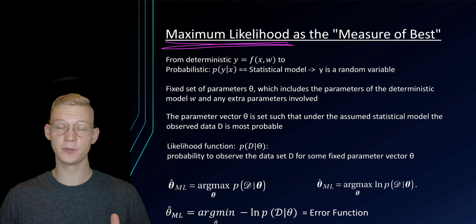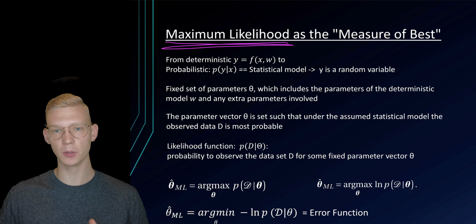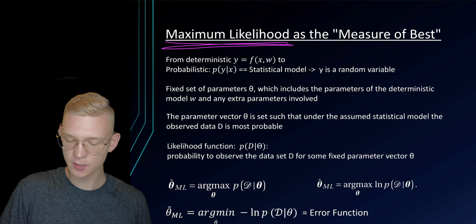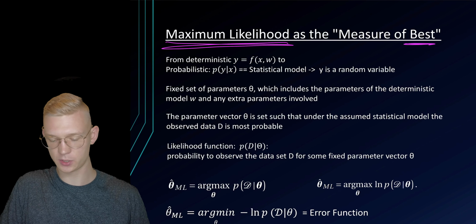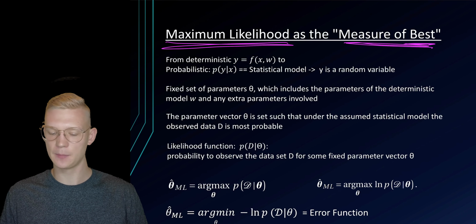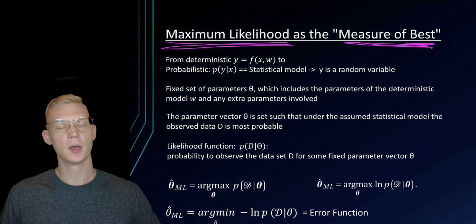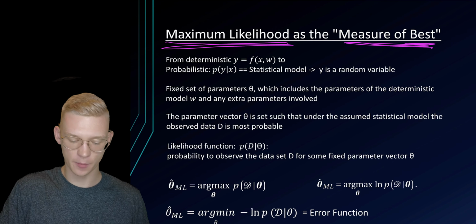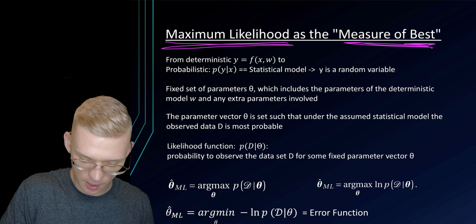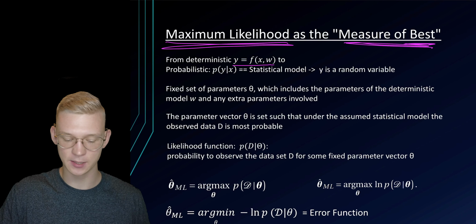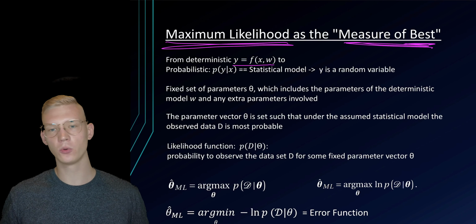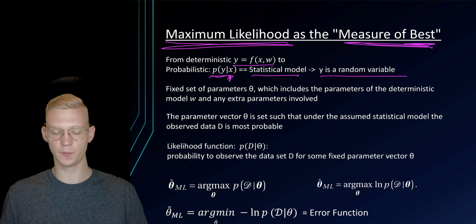We talked in the last video about how we want to find parameters, W's, our weights, so that they fit the data as good as possible. So we want the best fit to the data. And now we want to say, well, how do we define what is the best fit to the data? To do so, we have to first jump from the deterministic view, so we have a function y is equal to f of x and w, to a probabilistic view. So now we have the probability of y given our parameter or input x. So this is now a statistical model where y is a random variable.